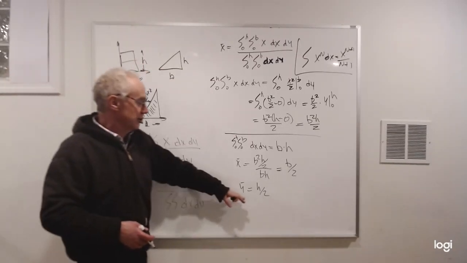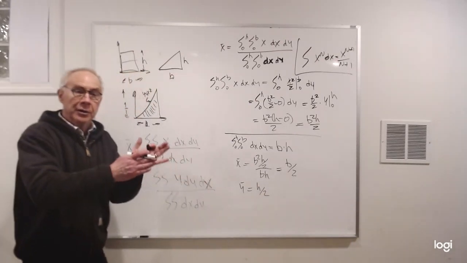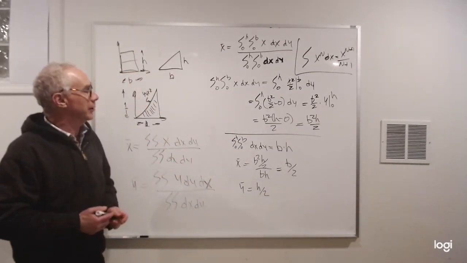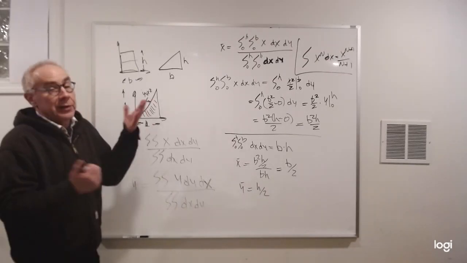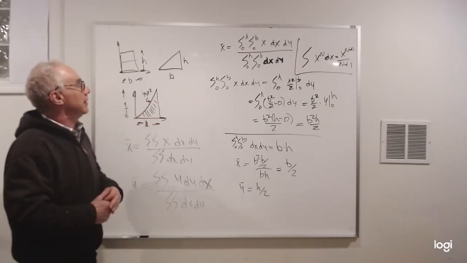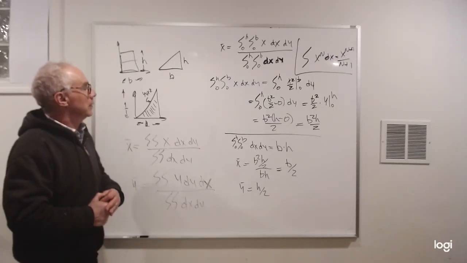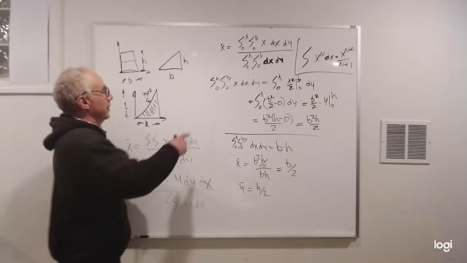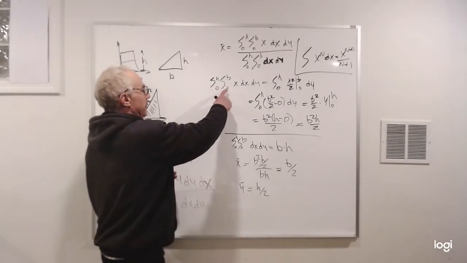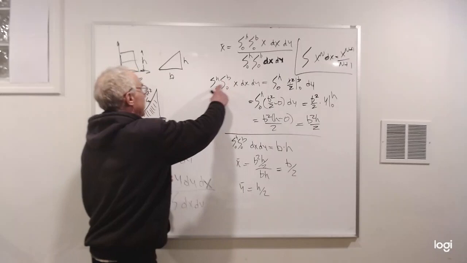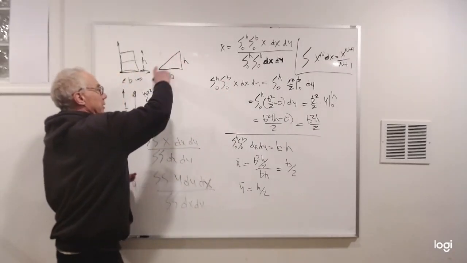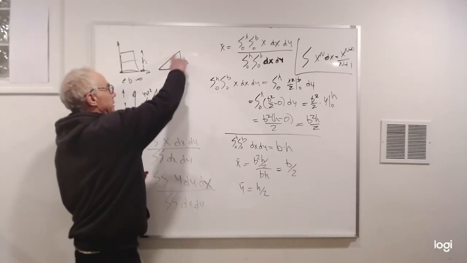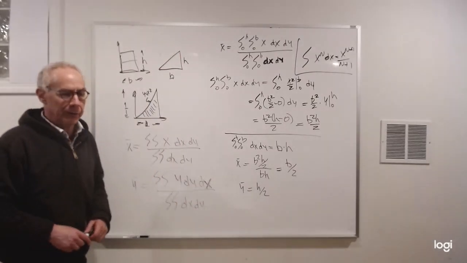It's just the geometric center, halfway from one side to the other. All right, so let's look at a triangle. One of the reasons I want to do this triangle is because it introduces a wrinkle in how we define these limits. What we're going to do is introduce a function with respect to y that defines that upper line. So that's what we're going to do next.